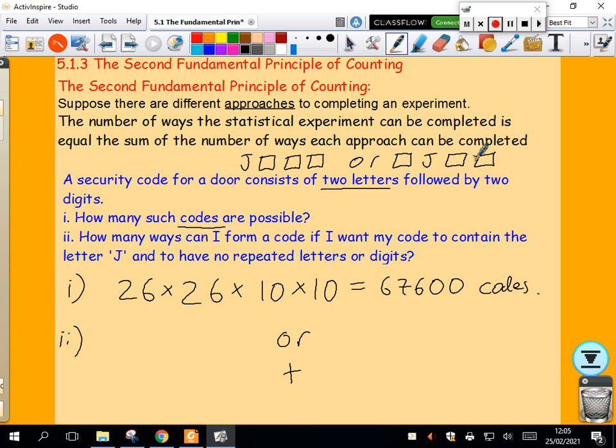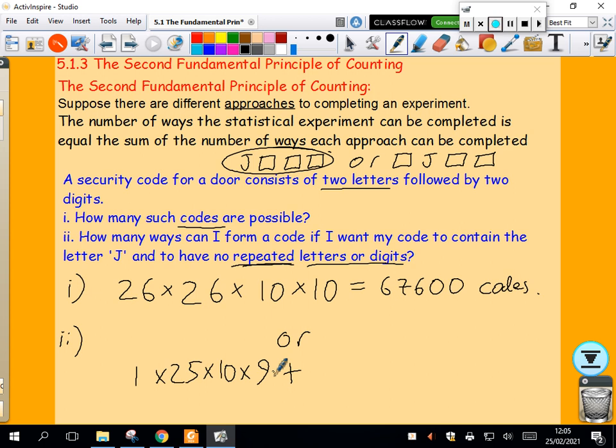So in the first case, let's look at the first case first. Task 1 is to choose the letter J. There's only one way, one possible choice of the first letter if I'm starting with J. And then I'm looking at the next thing. I'm not allowed to have any repeated letters or digits. I've already used the J in the first position, so there are only 25 letters open to me to put in the second position. Then I'm going to choose a digit. There are 10 digits to choose, but I'm not allowed to repeat, so there'll only be 9 digits left to choose for the fourth position there.